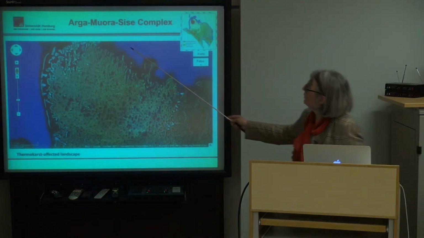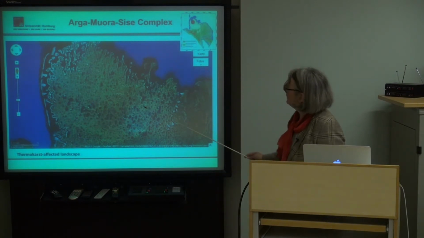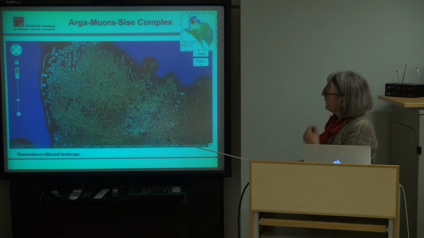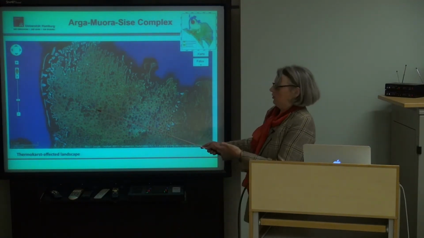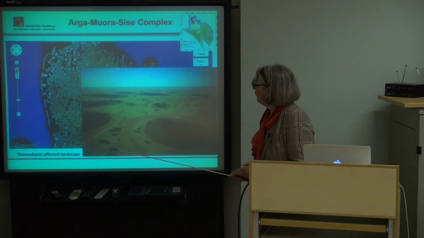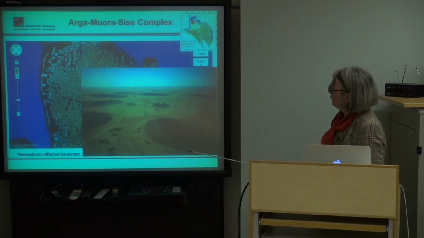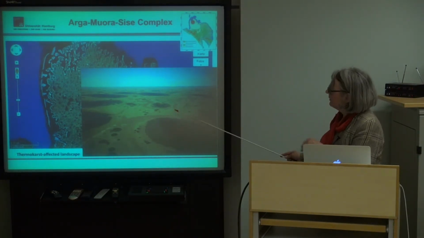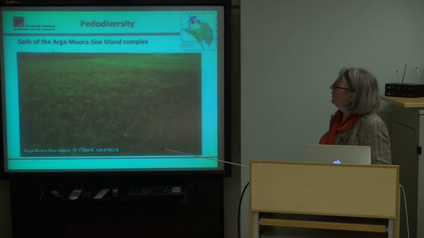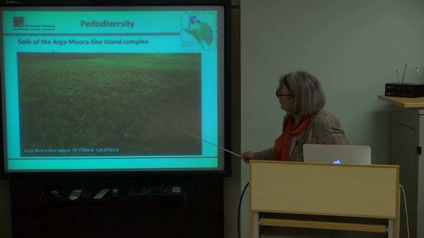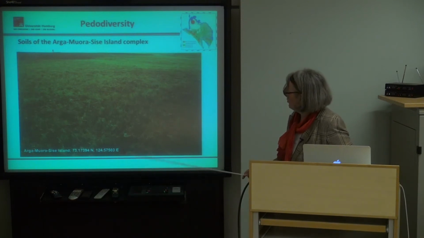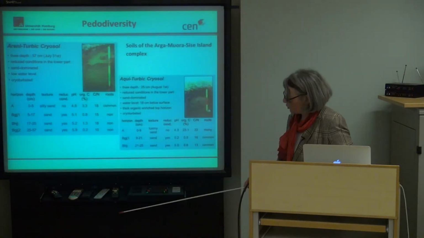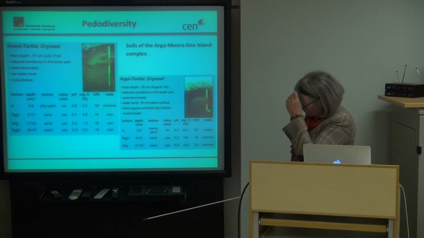And now I move on to the Argamoisis complex. You see a picture from Google which shows a permafrost-affected landscape dominated by sands and a lot of little lakes and big thermokarst lakes. And this tundra looks not very nice, but if you go closer you also find good vegetation, like tundra vegetation without trees, dominated by grasses and small shrubs, by small vascular plants.